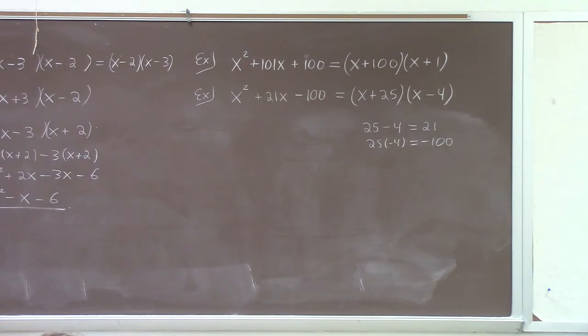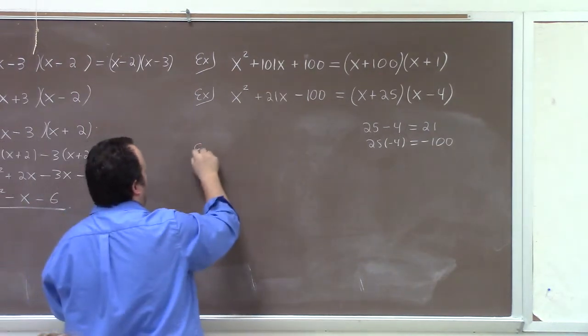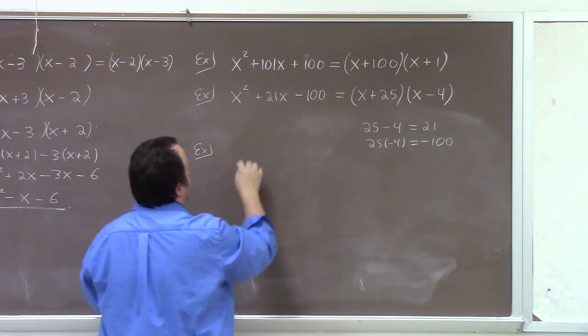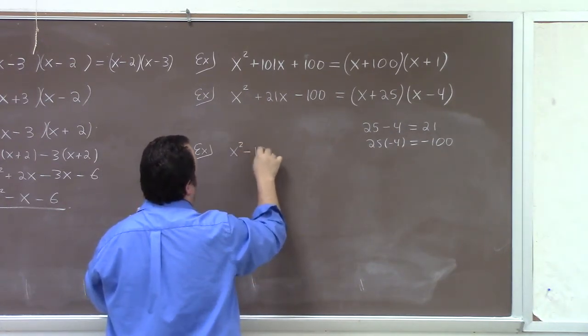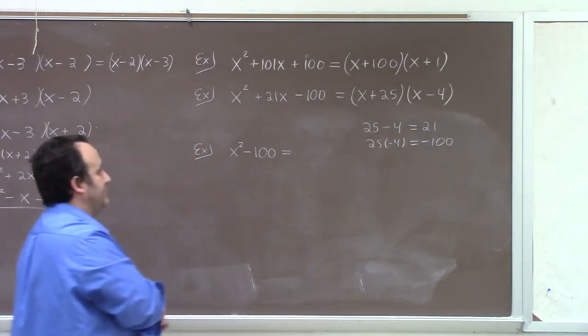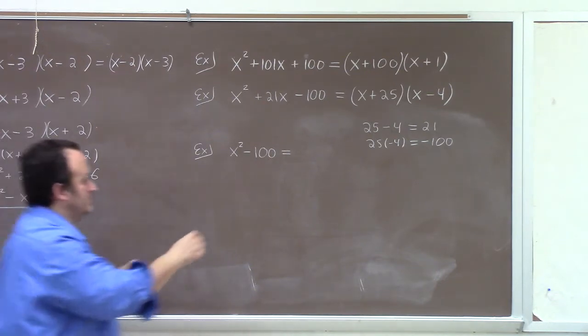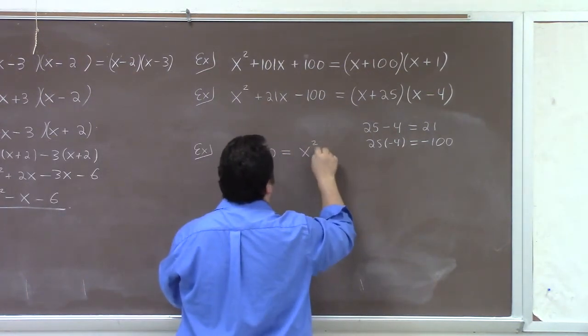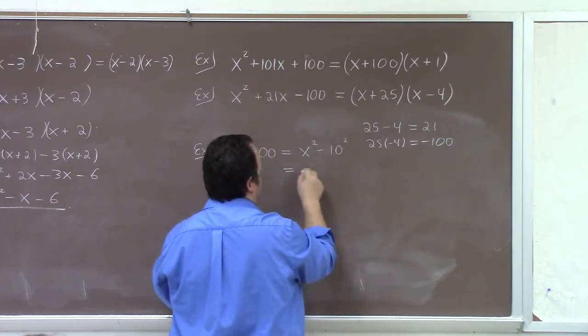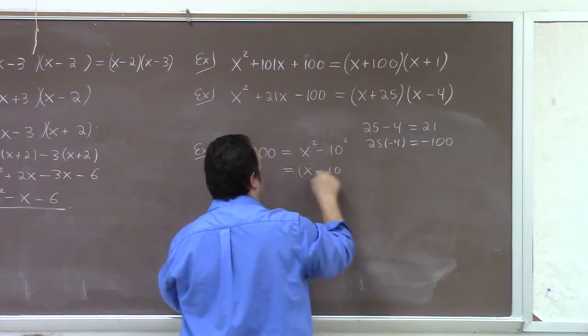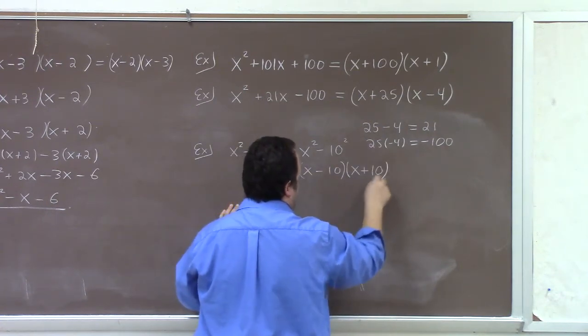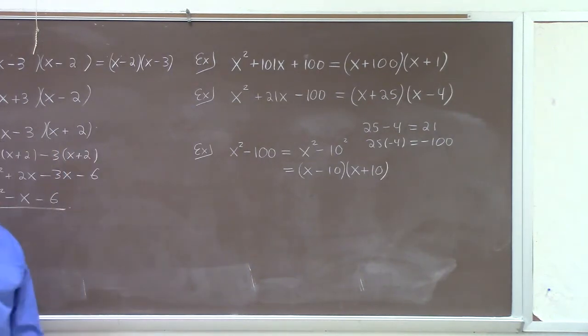Shall we do another? How about, I don't know, x squared minus 100. So you're like, this is really x squared minus 10 squared, right? So it's the difference of squares. So we do x minus 10 times x plus 10, right? That's that nice special case. We've got a go-to method for this one, right? All right.